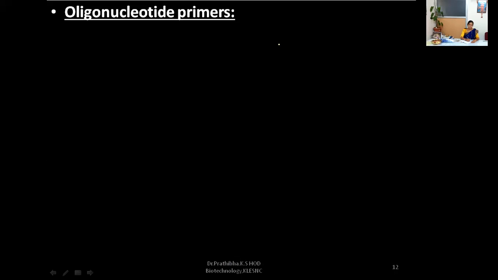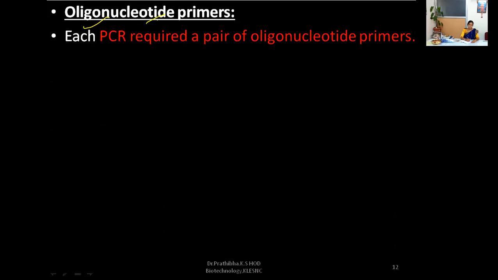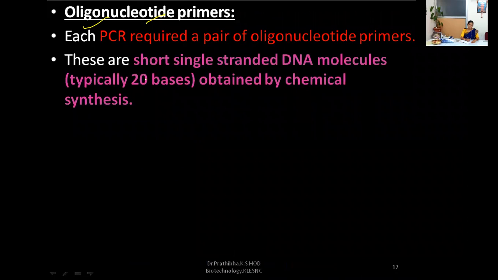Now, let us go through oligonucleotide primers, where oligo means few nucleotides. Primers are few nucleotides, around 20 to 30. Each PCR requires a pair of oligonucleotide primers. What are primers? Somewhere you'll get this question, even in viva or maybe in MCQs. Primers are short single-stranded DNA molecules, typically 20 bases. Some of the books also mention 30. So I can write 20 to 30 bases obtained by chemical synthesis.